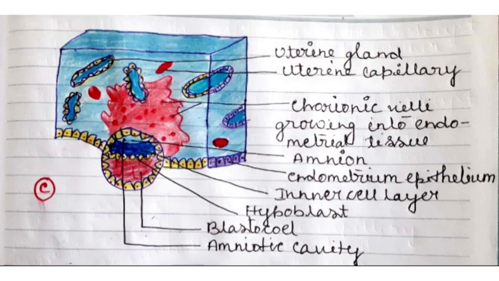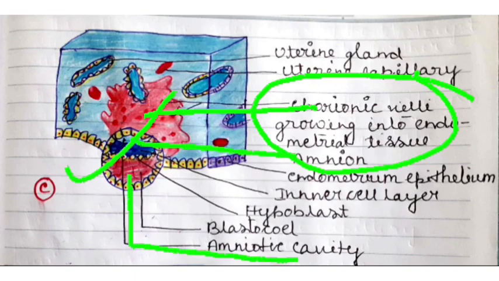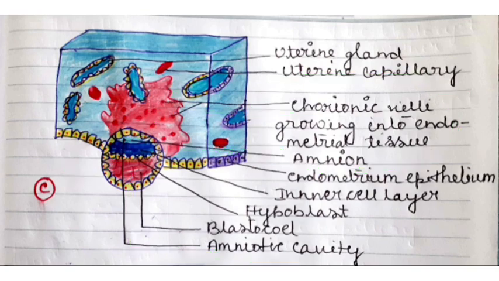So this is the picture where we see that the blastula starts to enter into the endometrial tissue, and this is the chorionic villi which are growing into endometrial tissue, and this is the amniotic cavity, and this is the amnion. And chorionic villi also start to release some enzymes like lytic enzymes which dissolve the outer layer of the endometrial lining. So that's why the blastocyst easily enters into the endometrial tissue.